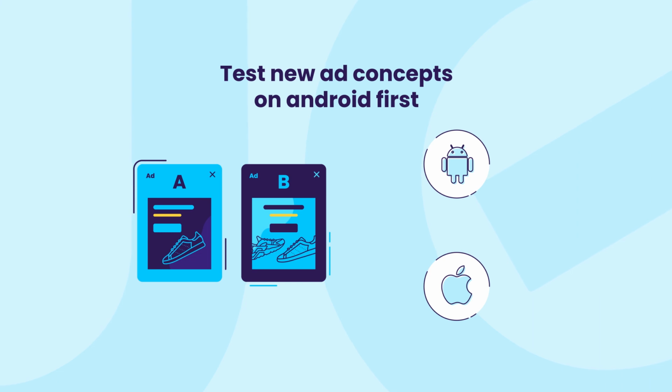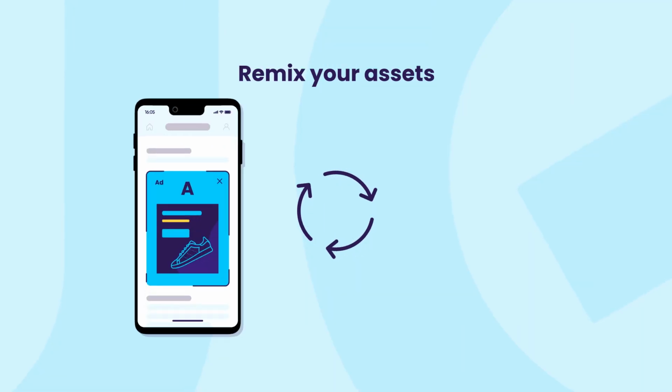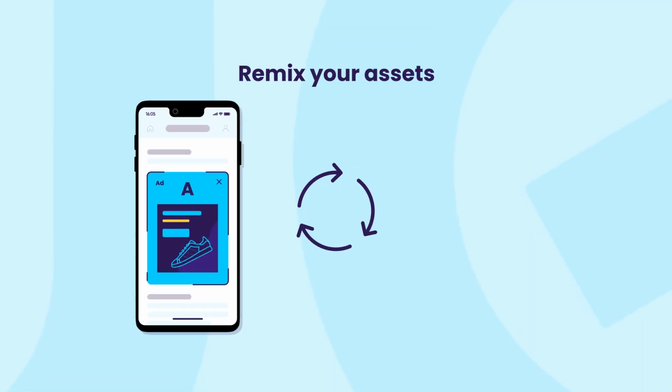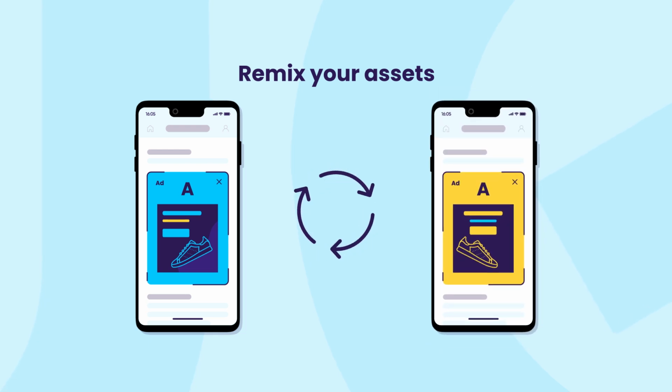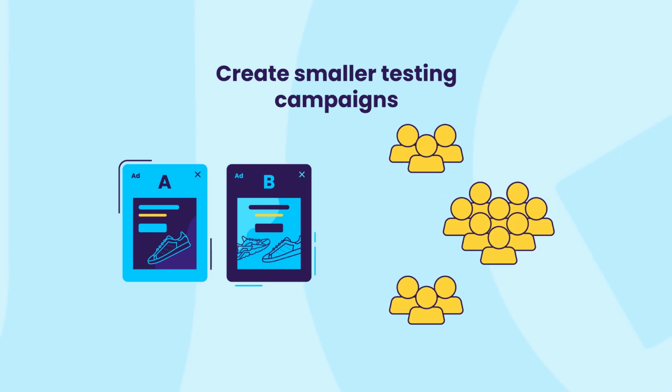Try testing new ad concepts on Android before iOS because it's usually cheaper. You can also try out new concepts in cheaper countries like India. To maximize your budget, remix your assets by making variations with a new end card, intro, visuals, or voiceover. By creating smaller testing campaigns, you'll better understand what's working without disrupting your existing campaigns.